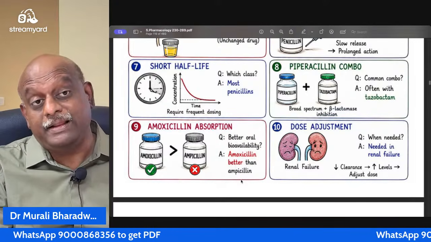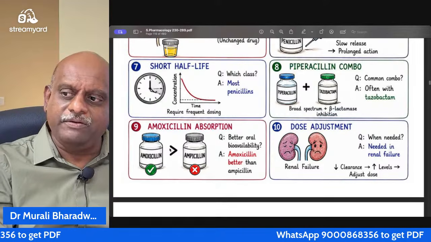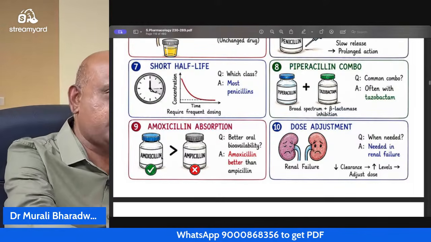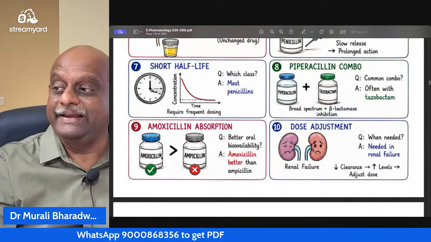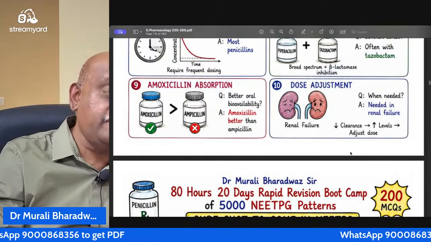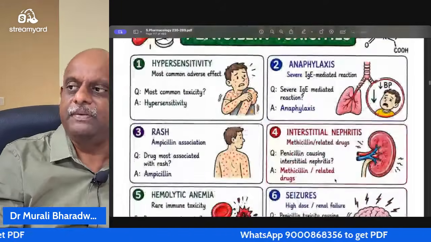And always, amoxicillin is better than ampicillin orally. Earlier, when we were kids, it was only amoxicillin. For everything, they used to write amox, amox, amox. Right? Then, whenever there is any renal failure, you need to do dose adjustment of penicillins.